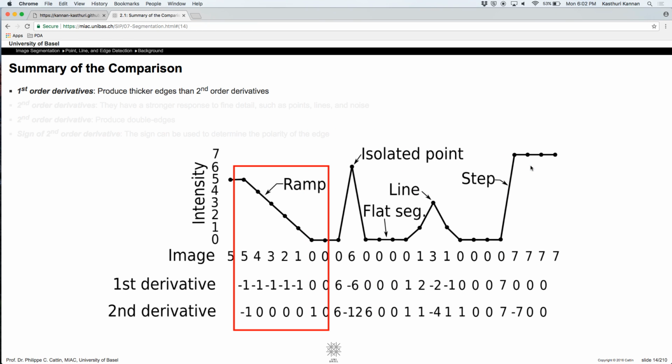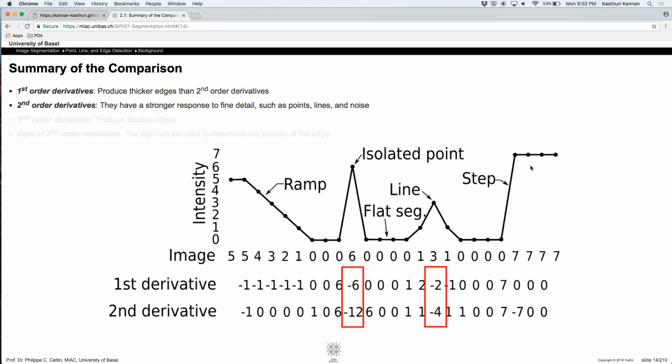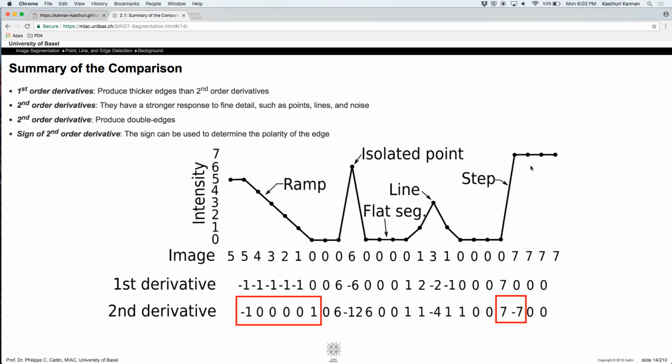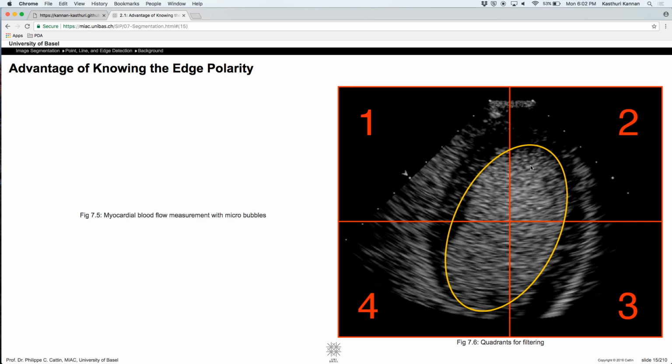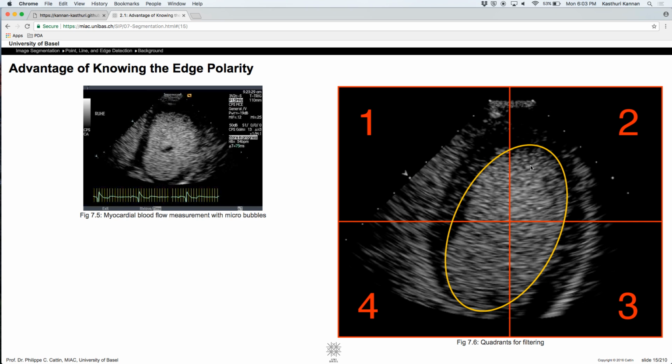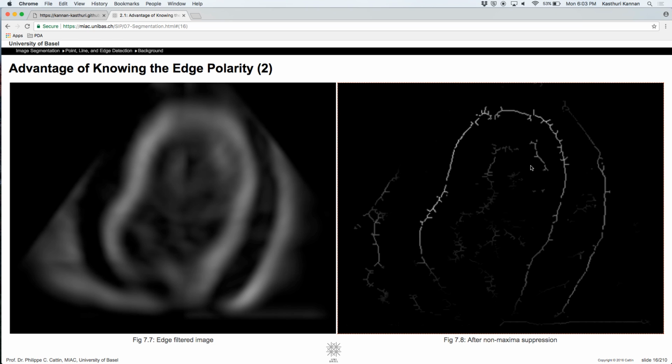So the first order derivatives produce thicker edges than the second order derivatives, and they have a strong response to fine detail, such as points, lines, and noise. The second order derivatives produce double edges, and the sign of the second order derivative can be used to determine the polarity of the edge, whether it is going from negative to positive or positive to negative. That could be critical information. The advantage of knowing polarity is critical in some of these scans.